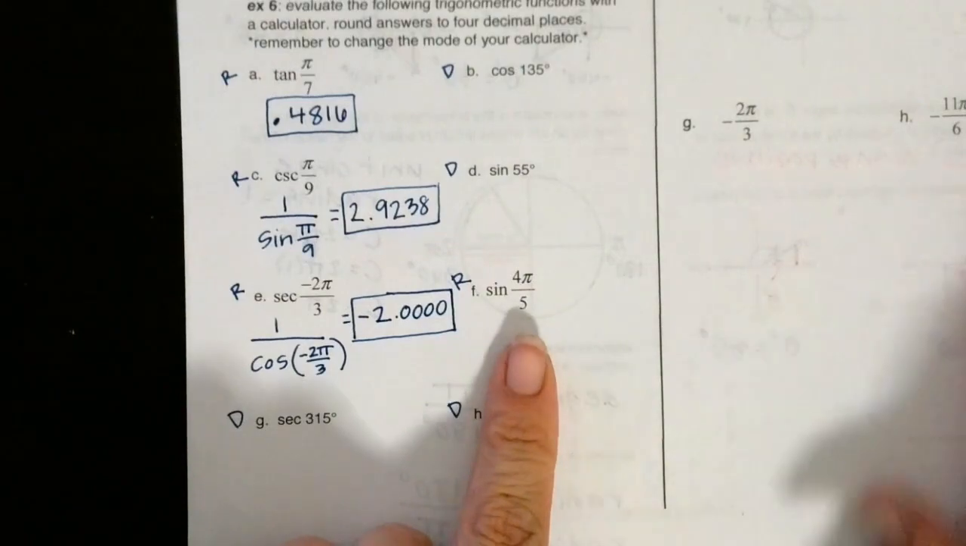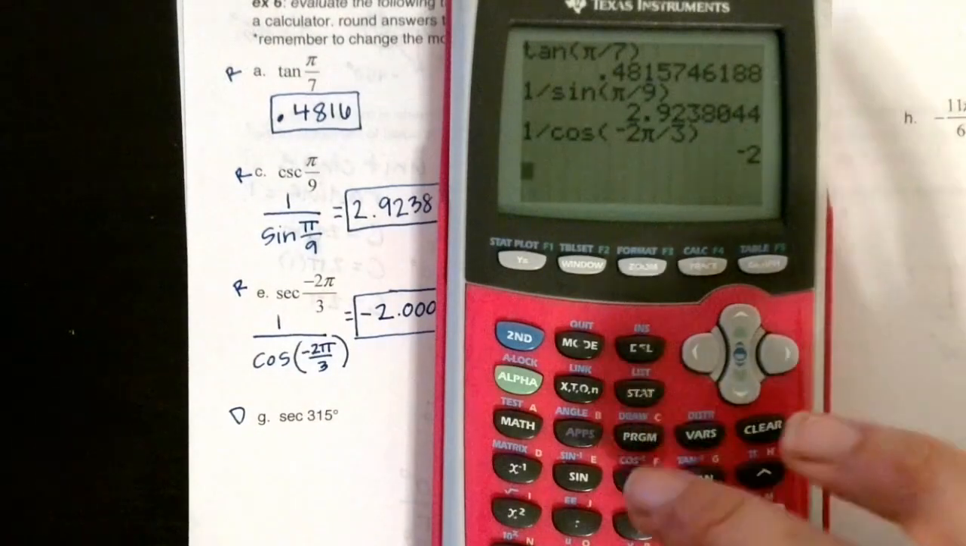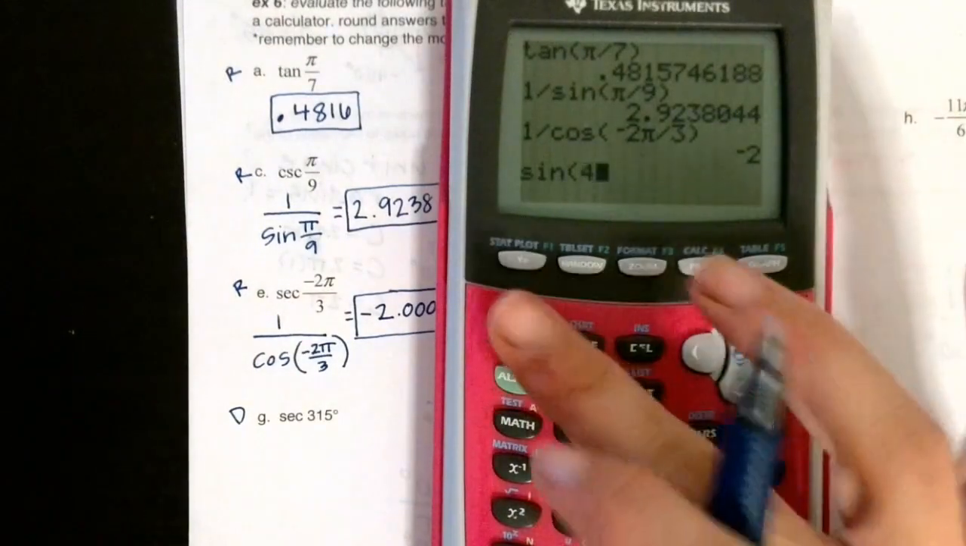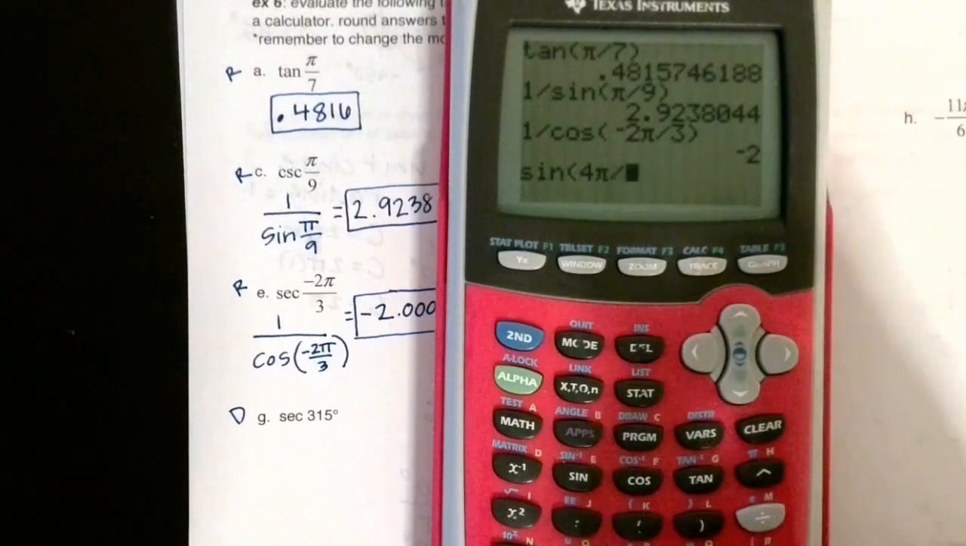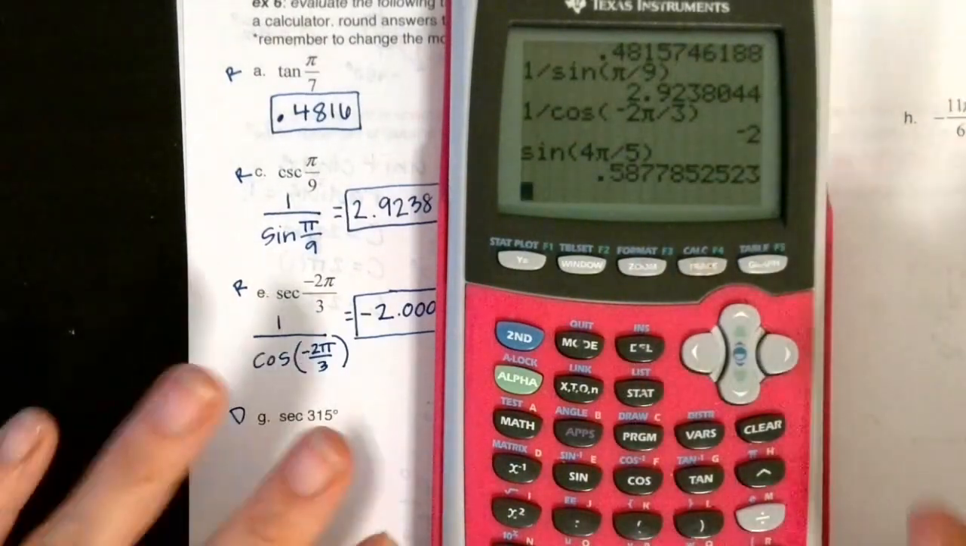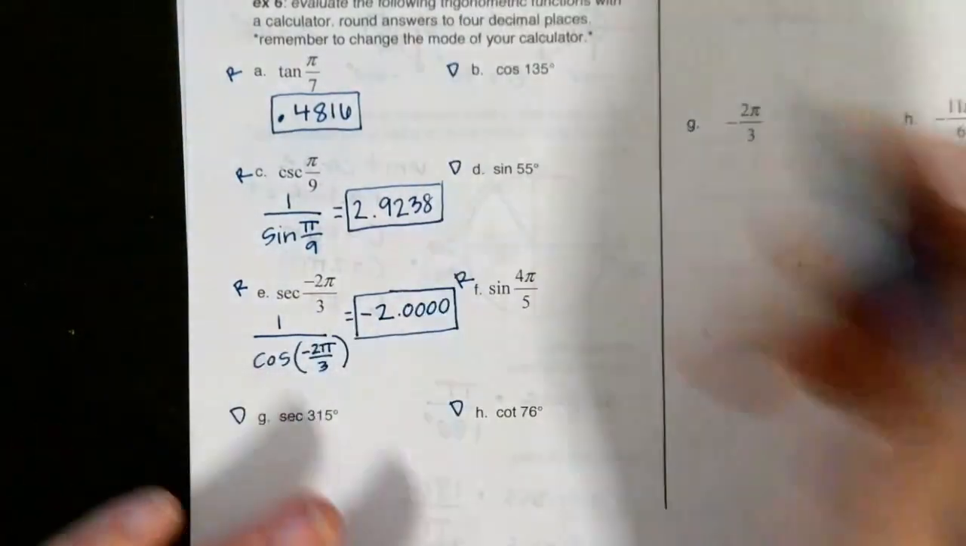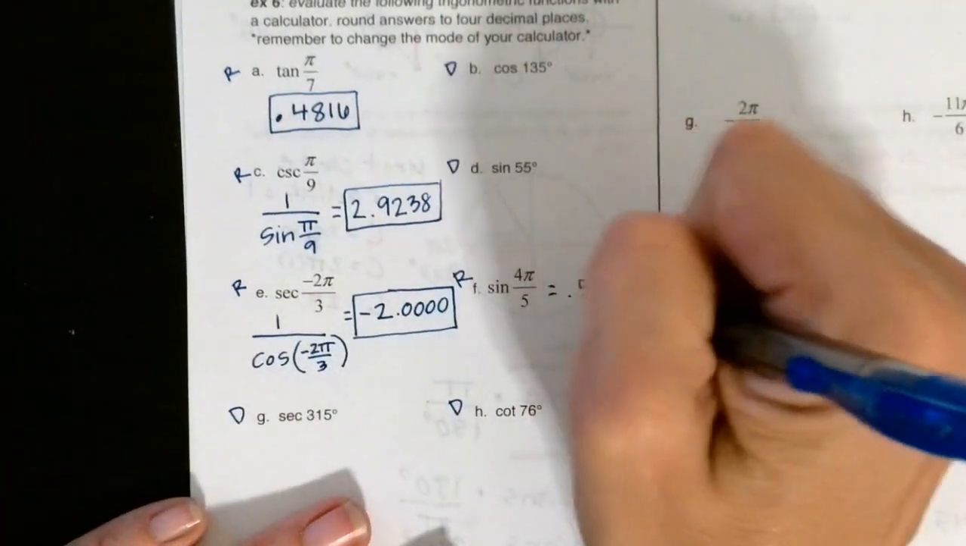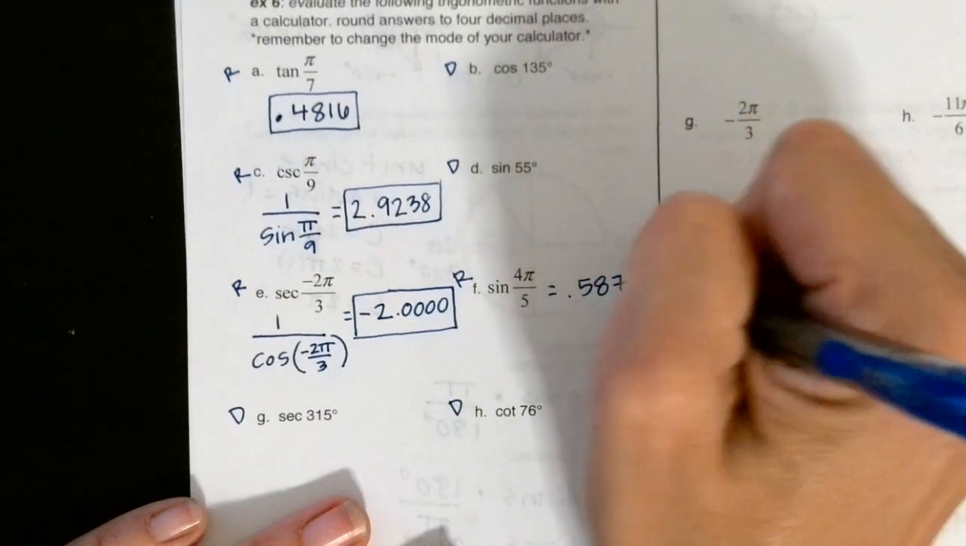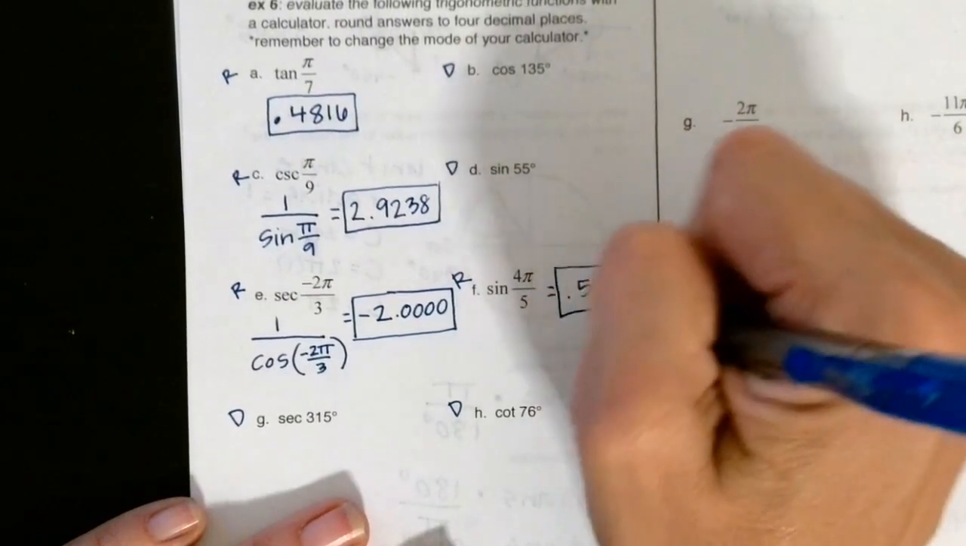The only other one that's in radians is the sine of 4 pi divided by 5, which is 0.5878. Don't have to do reciprocal because there's actually a button on the calculator.